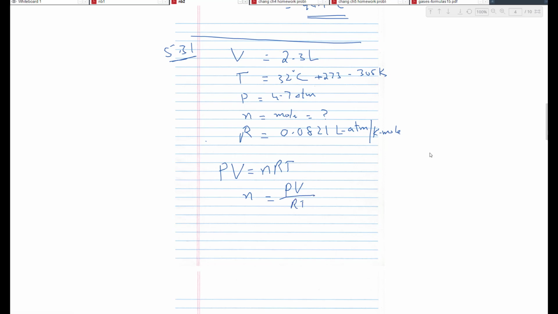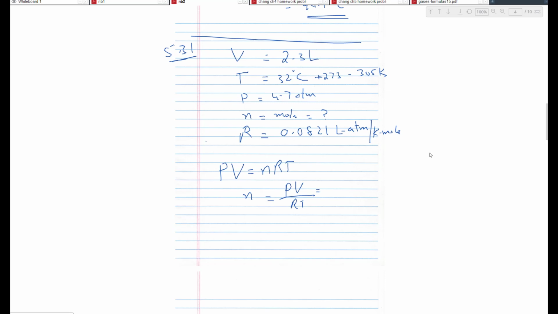Make sure, always, because your R value tells you what unit you have to use. We have to use the volume in liter. Of course, we have liter right now. If you don't have liter, you have to change into liter. You need the pressure in atmosphere. If it is in torr or millimeter of mercury, you have to change it into atmosphere. The R value is telling you what unit you need. And of course, temperature is Kelvin.